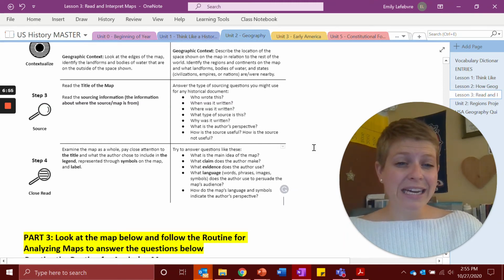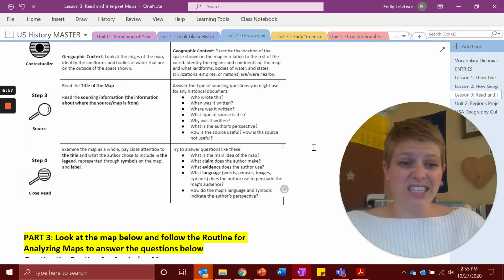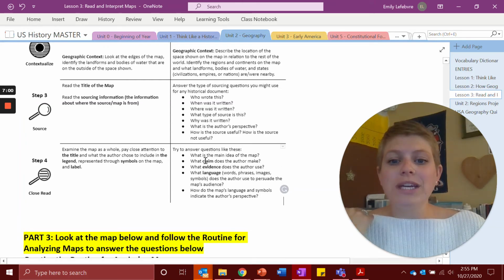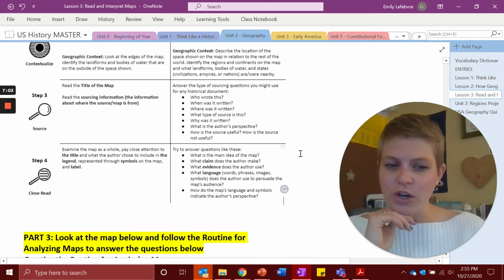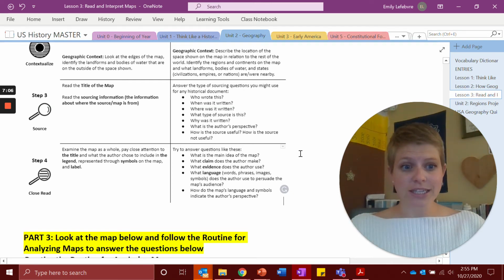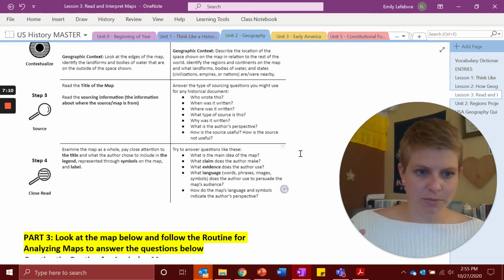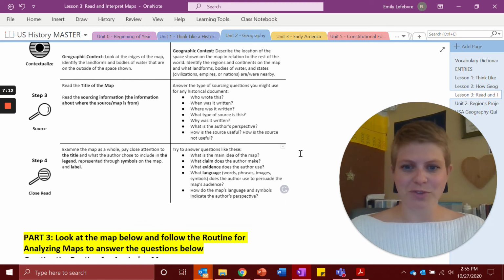What is the main idea of the map? What's its idea? Why is this made? What claim does this author make? Just like when you're writing a paragraph, what is your claim? What is he trying to tell you? Is he trying to tell you, or she? Just most maps were made by he's back then because girls weren't allowed to do stuff.